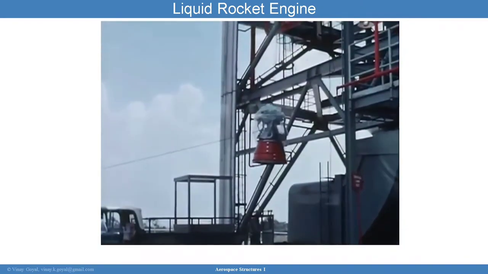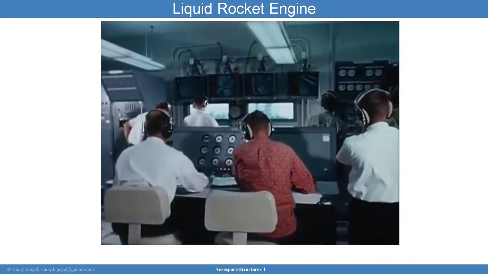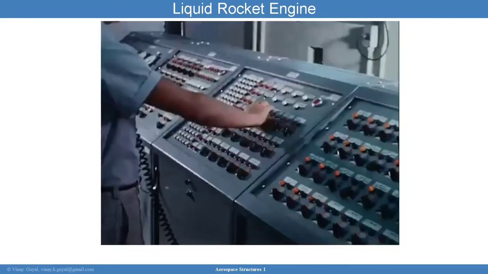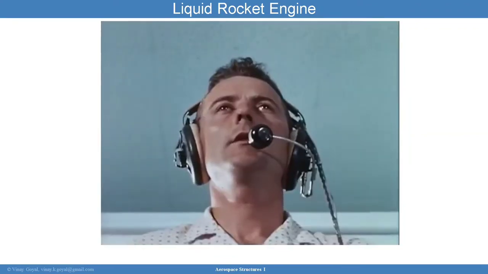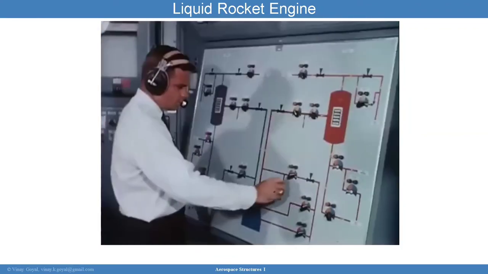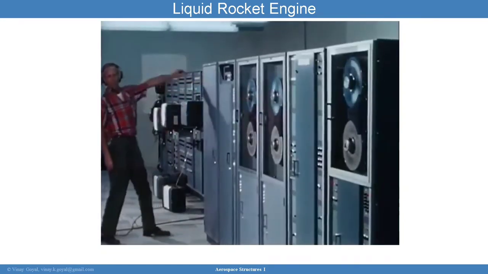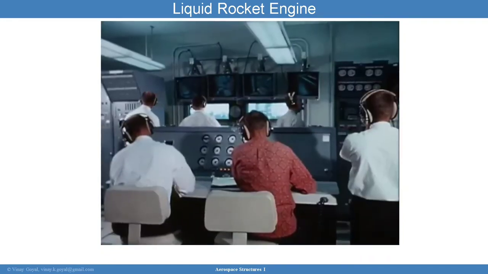Arriving at one of the vertical test stands, the RL-10 is installed and made ready for test firing. 20, 19, 18. Space firing conditions will be simulated. 15, 14, 13, 12. A steam injector system lowers the pressure to the near vacuum of space.